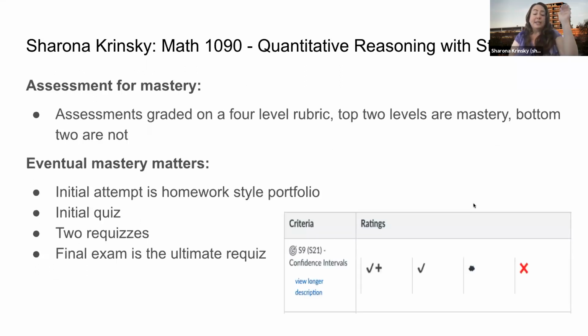So that's our clear list of learning objectives. We do assess for mastery. We use a 4-level rubric, because again, I'm working with 25 instructors. So we're trying to get people on board. Some instructors have the need for more levels of feedback. So we do use a higher level. Our top 2 levels are both mastery.